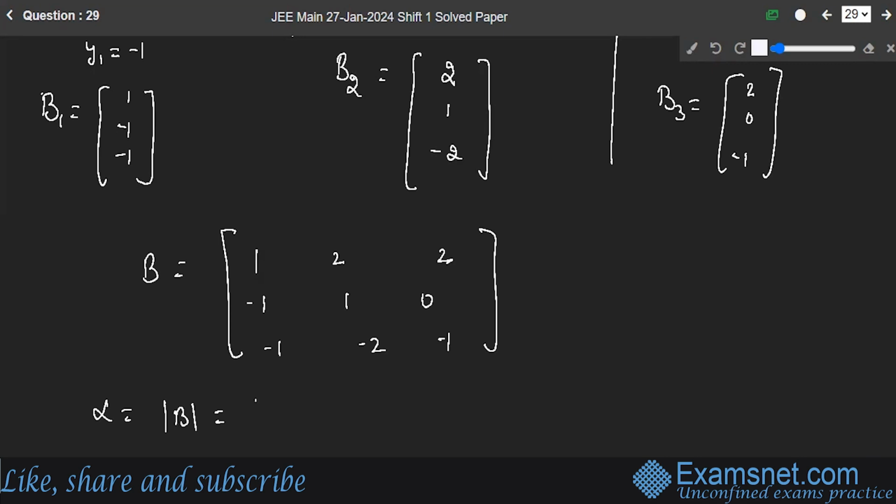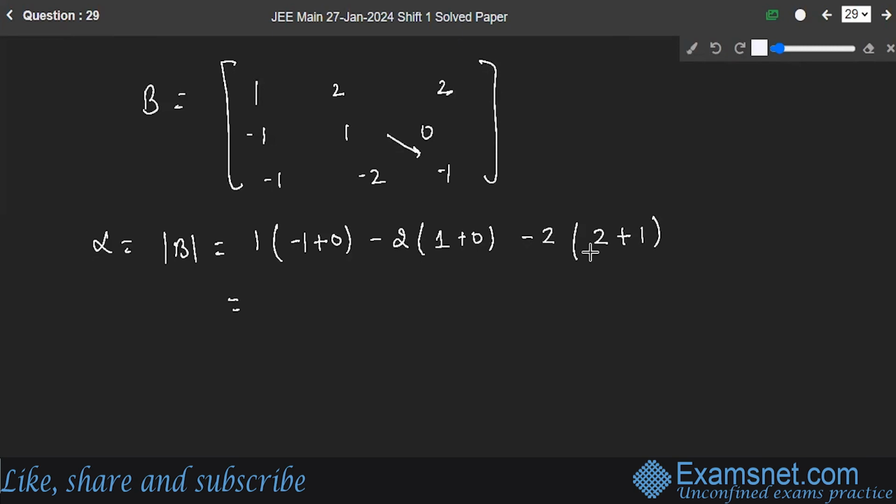So the determinant is given by 1, minus 1, and 0. This and this. So plus 0, minus 2. This will be 1 and 0, minus 2, 2, minus, minus, plus 1. So this will be equal to minus 1, minus 2, and minus 6. Sorry, here was plus right here. So this will be 3. So the determinant of B is equal to 3. That means you got your value of alpha is equal to 3.